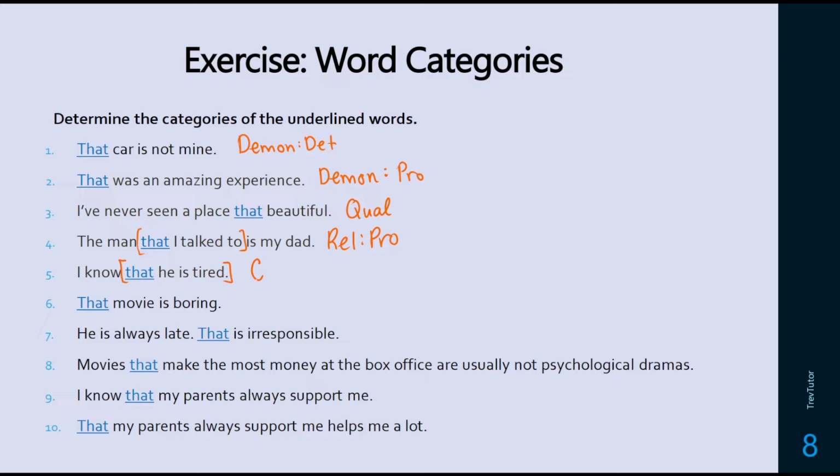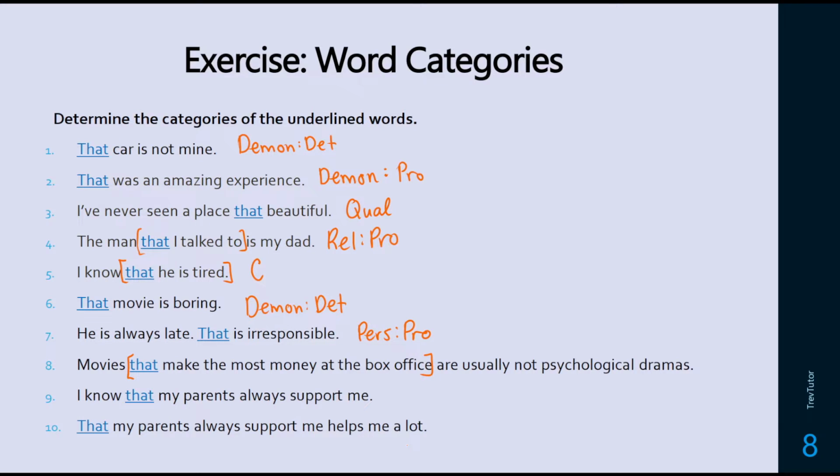This is C. Okay. That movie is boring. I'm talking about a specific movie here. So this is a demonstrative determiner. He is always late. That is irresponsible. Okay, so we're talking about the fact that he is always late. So this is acting as a personal pronoun in this case because that is referring to the fact that he's always late.